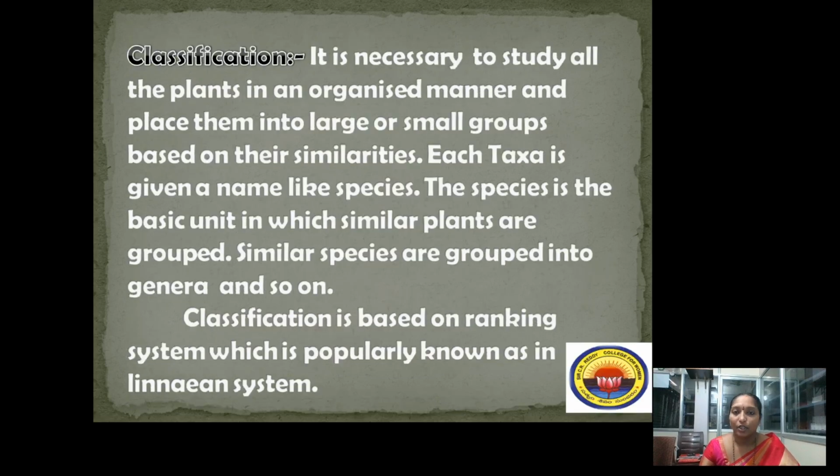Next, classification. It is necessary to study all the plants in an organized manner and place them into large or small groups based on their similarities. Each taxon is given a name, like a species. The species is the basic unit in which similar plants are grouped. Similar species are grouped into genera and so on, as we already discussed. The classification is based on a ranking system, which is popularly known as the Linnaean system.